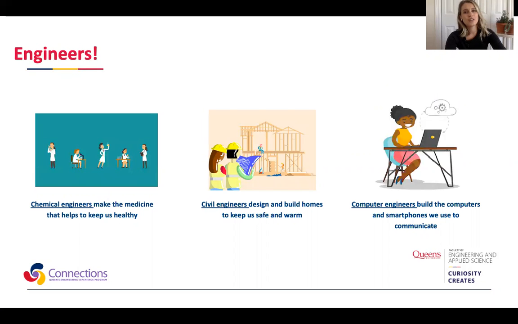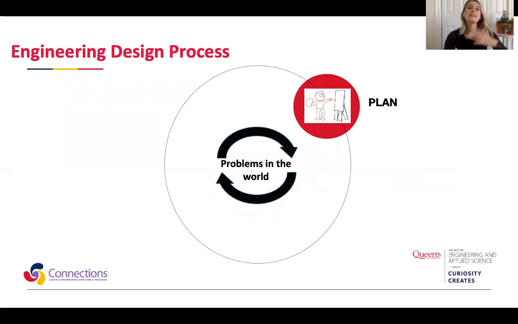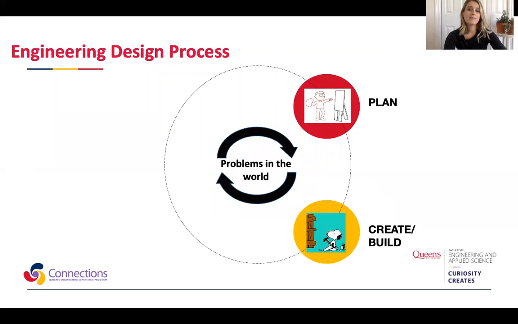Now, all of these engineers follow something called the engineering design process. And the engineering design process is a series of steps that engineers use when trying to create a solution to a problem. So the first step all engineers do is to create a plan. This might be conducting research or drawing or sketching out what they want to build, and even making a list of the materials that they're going to need. Once this has been done, the second step is to create or build their project.